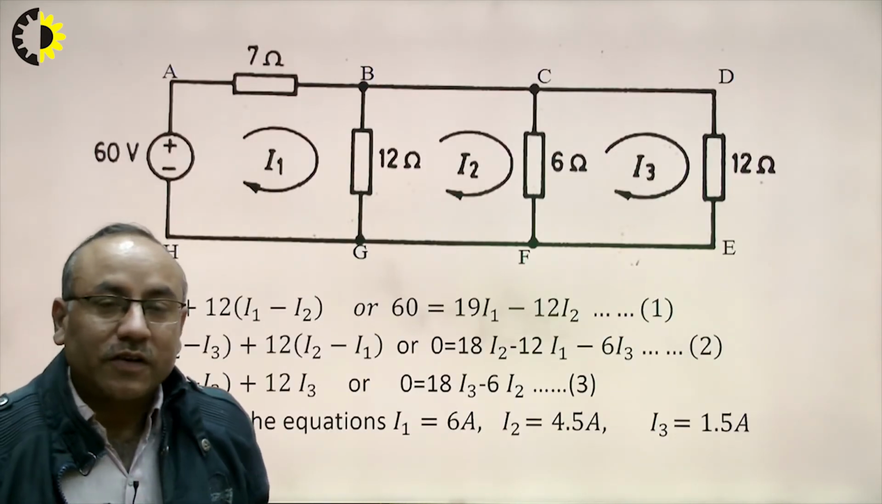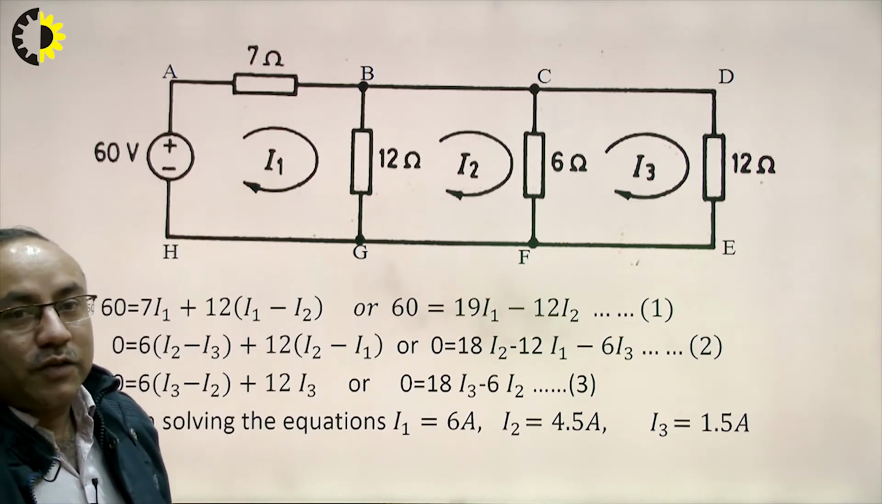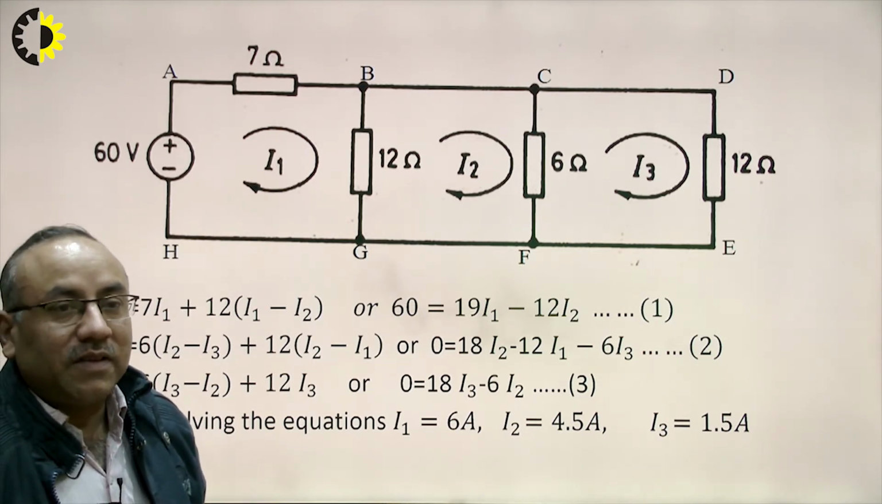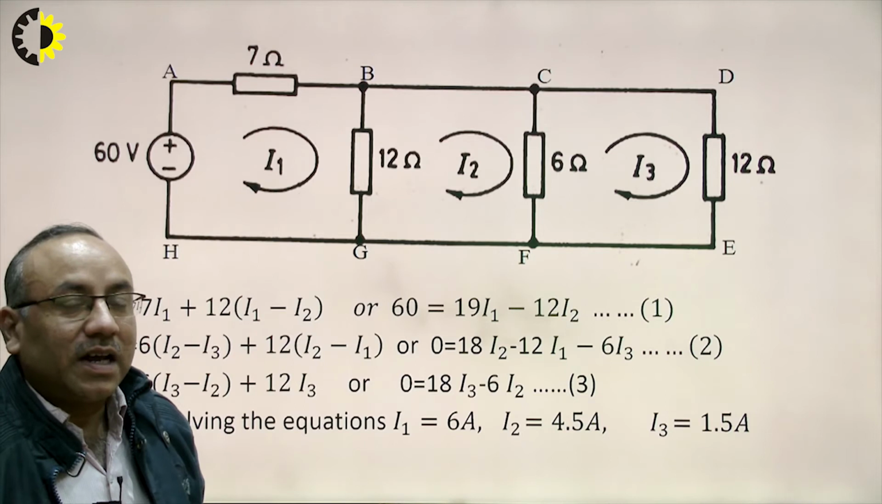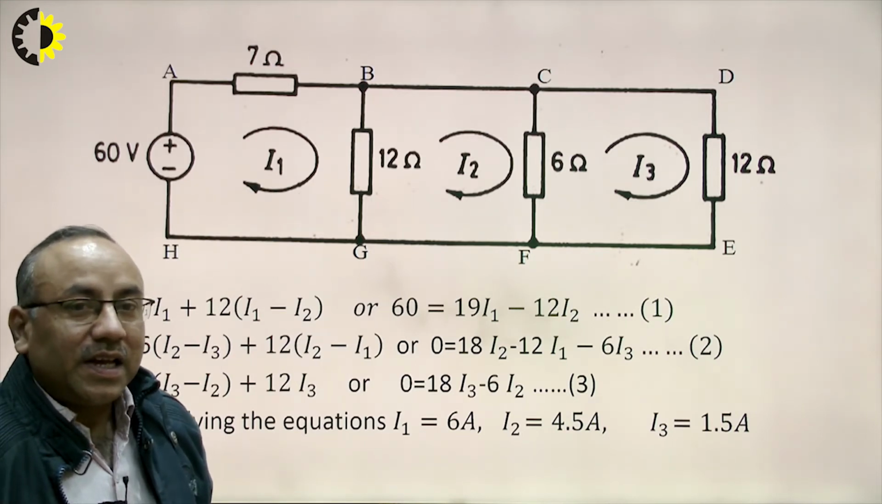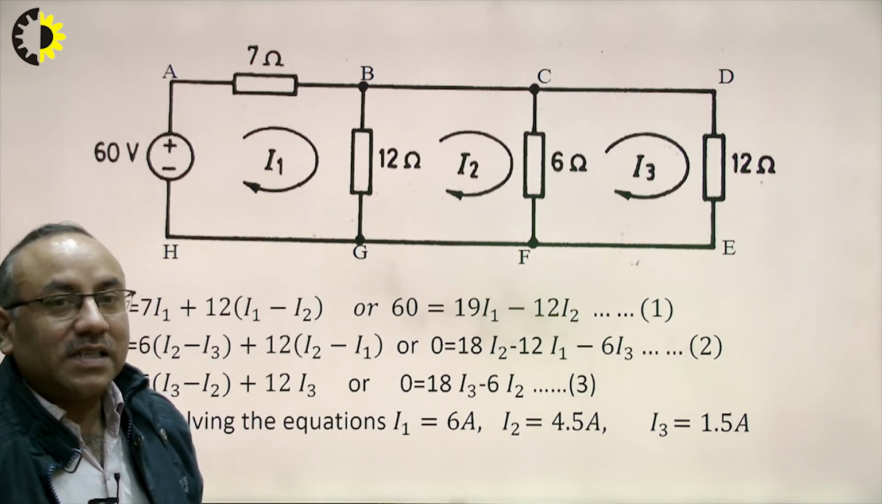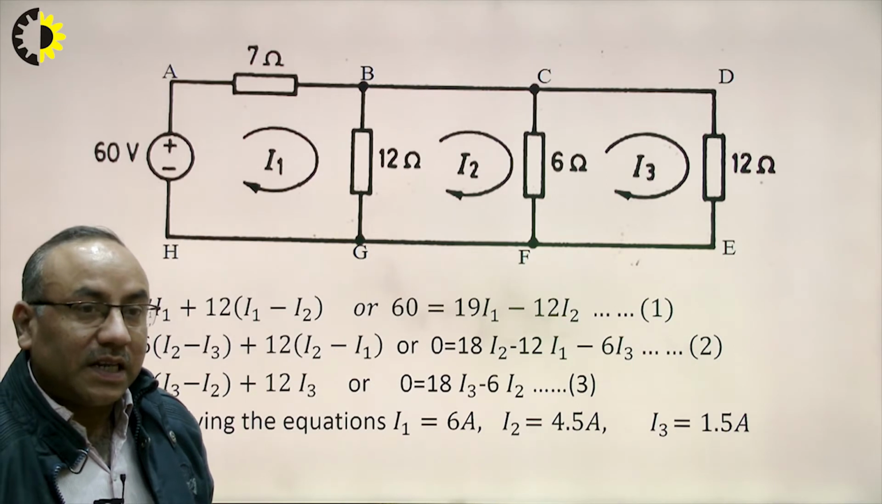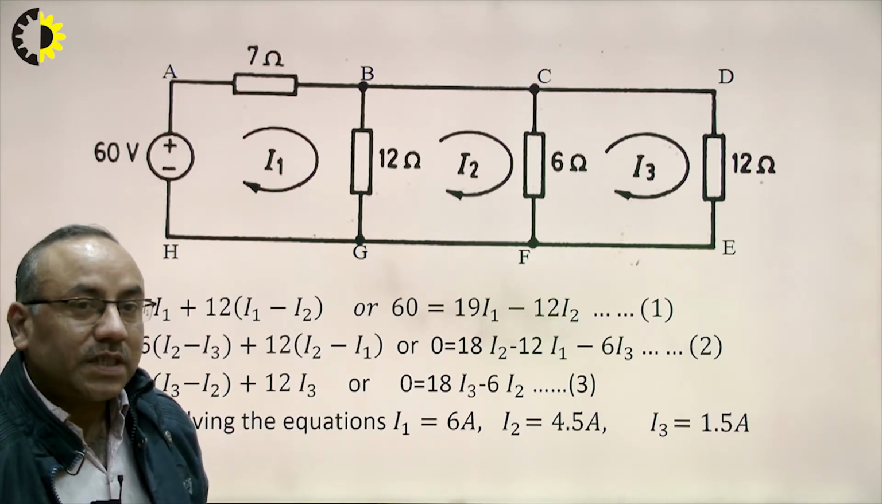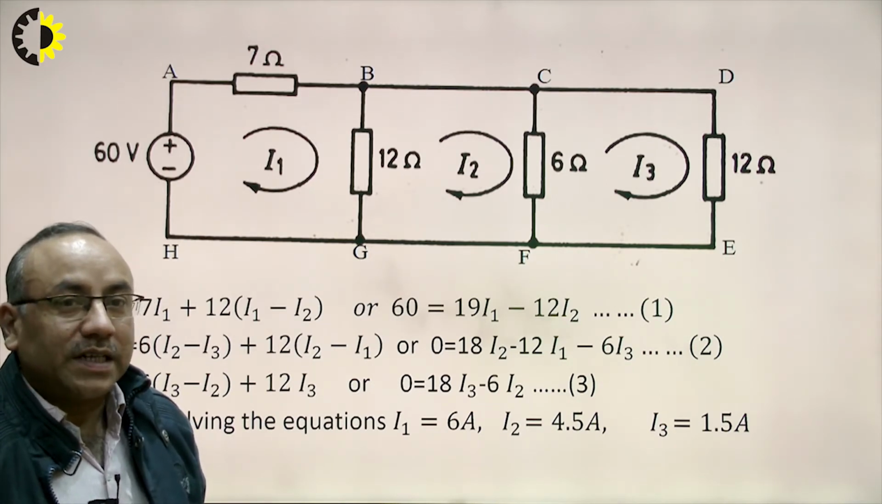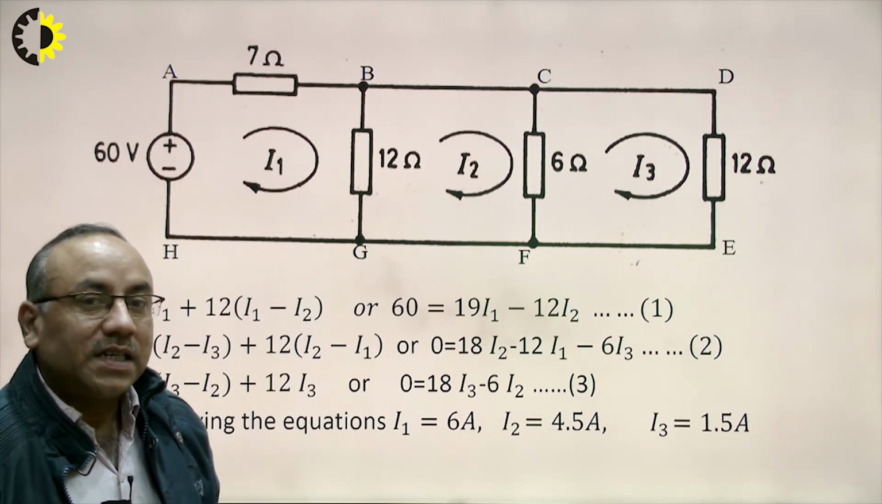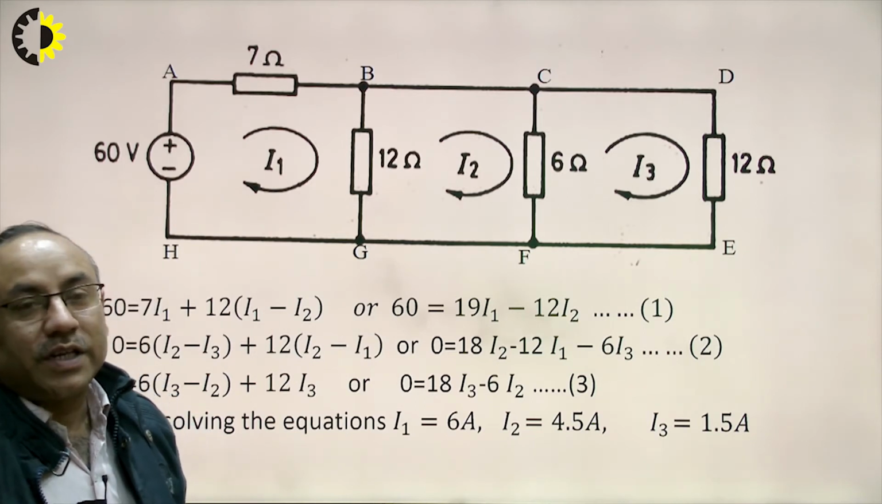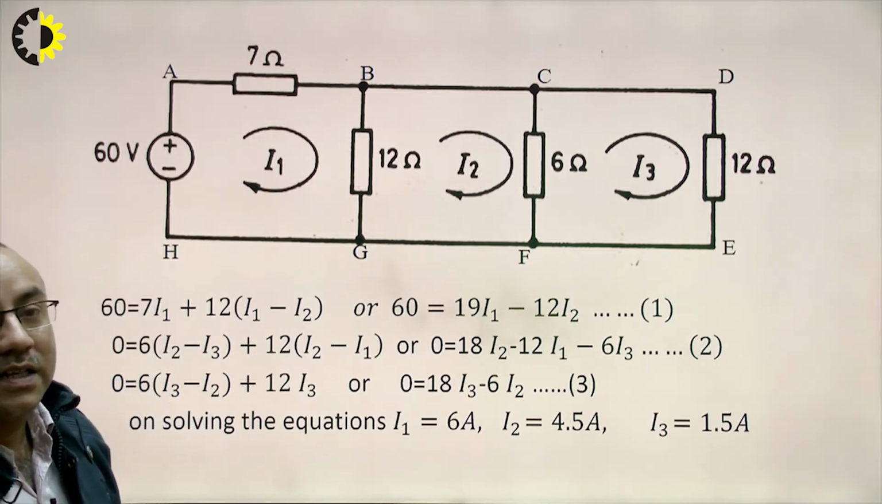Similarly, if we go for this second example using mesh analysis, we see that this circuit has a complete circuit A, D, E, H, A, and in this circuit we have 3 meshes. Mesh number 1 is A, B, G, H, A, then mesh number 2 is B, C, F, G, B, and the third mesh is C, D, E, F, C. So, these are the 3 meshes which are there in this circuit.